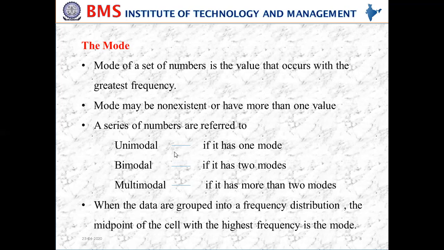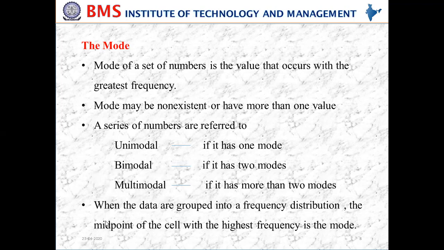In a set of data, if two numbers have the same frequency and that frequency is the maximum, then it is called a bimodal series of numbers. Multimodal: if it has more than two modes, then it is called a multimodal series of numbers.